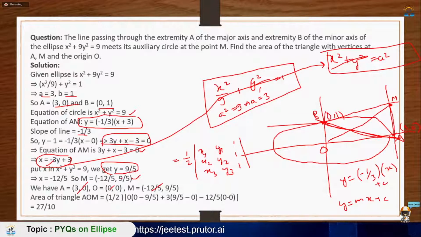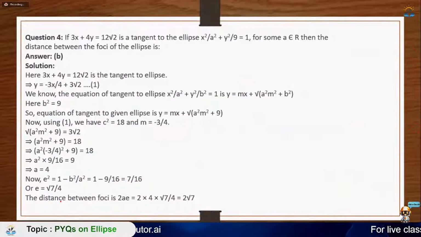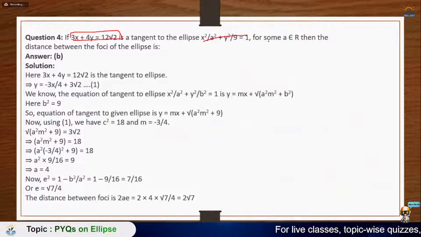So moving on to next one, this was my area of triangle AOM, which is 27 by 10. If 3x plus 4y is equal to 12 root 2 is tangent to the ellipse, मेरे को एक ellipse दिया हुआ है, उसकी tangent दी हुई है. For some a belonging to real, मेरे को ये नहीं पता. Then the distance between foci of the ellipse is how much?